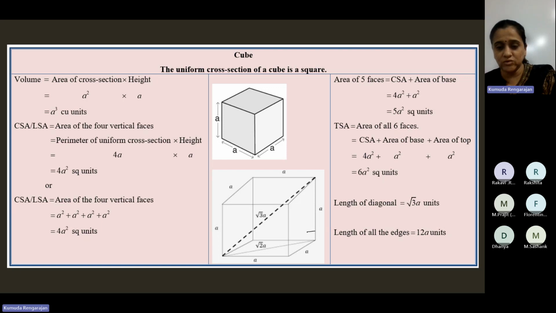Root 3 is again by using Pythagoras theorem. See here, considering this right triangle, and again Pythagoras theorem. This one is root 2a because the base is a square. So this one is root 2a. This one is a. So again using Pythagoras theorem, this is root 3a.